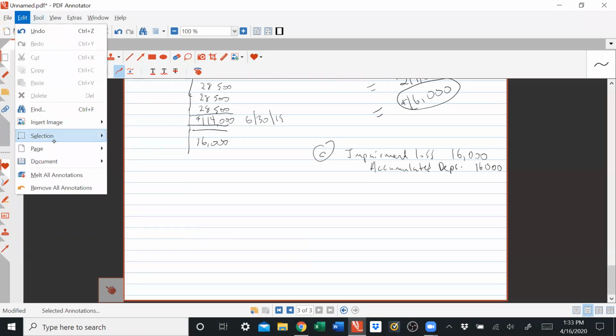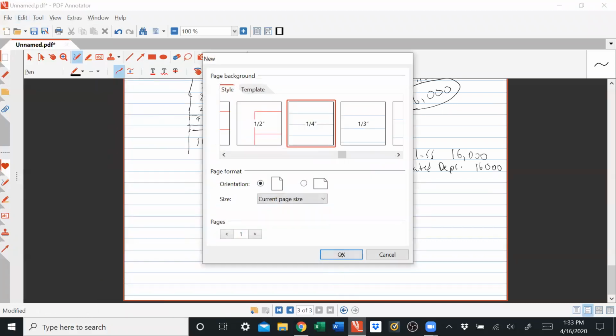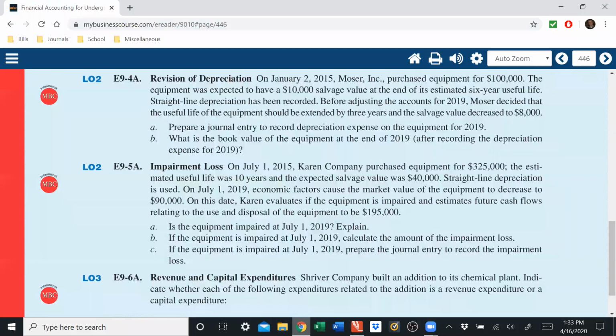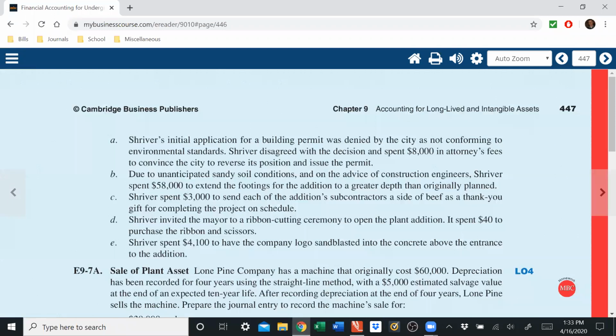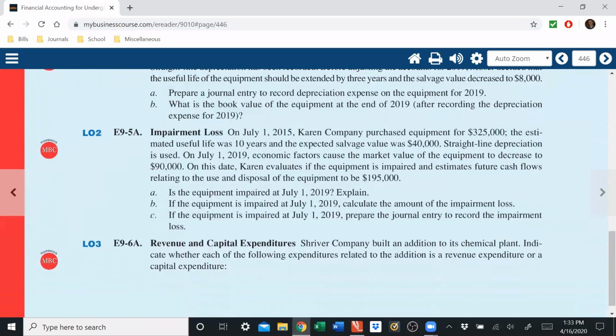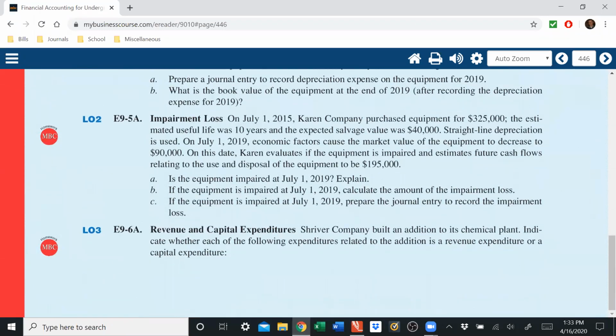What's next? Let's see. How about exercise 9.6a? And this is what I was talking about in the lecture last time. That can be ambiguous. So there might be one question on the exam in regards to this sort of concept: revenue versus capital expenditure. The distinction between the two is sometimes ambiguous.